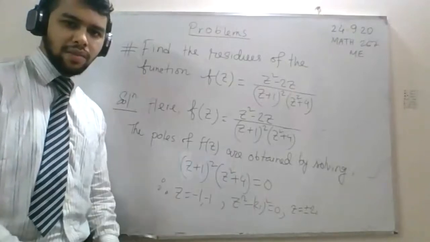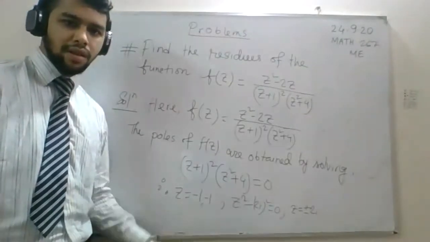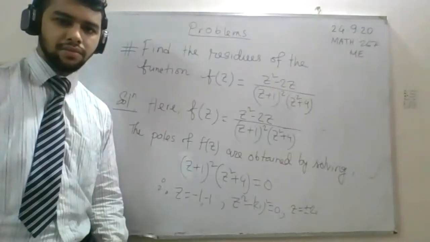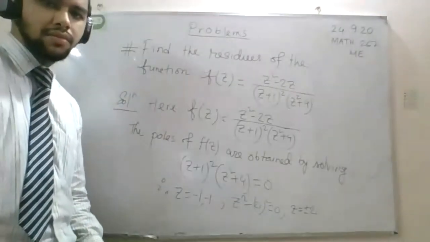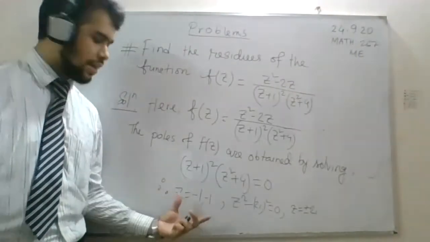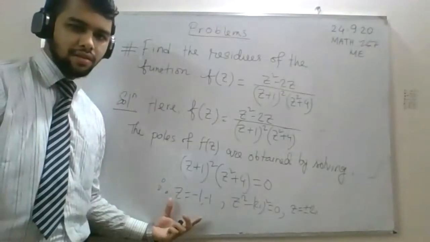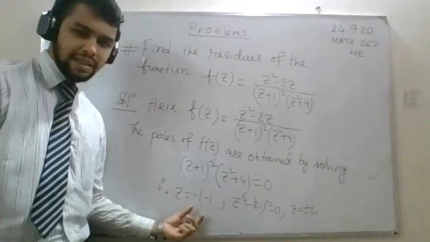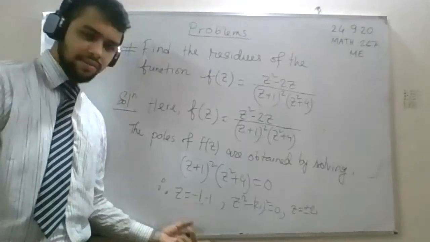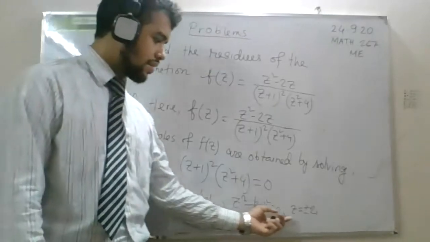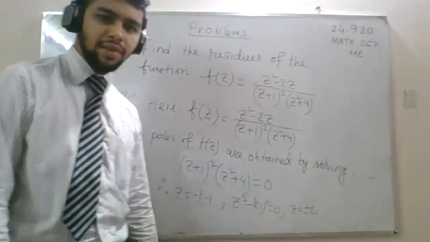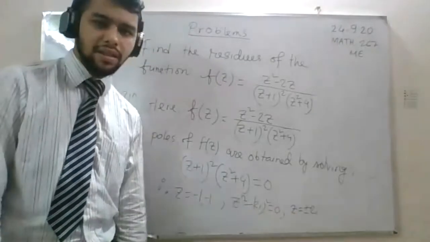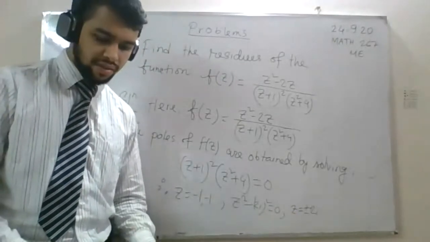For z = −1, is it a simple pole or a double pole? Double. Yes, this is a double pole of the function, because here two values we get are similar, and for z = plus minus 2i, those are different values. So it will be a simple pole of this function.